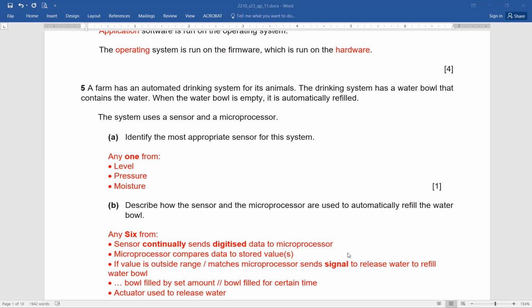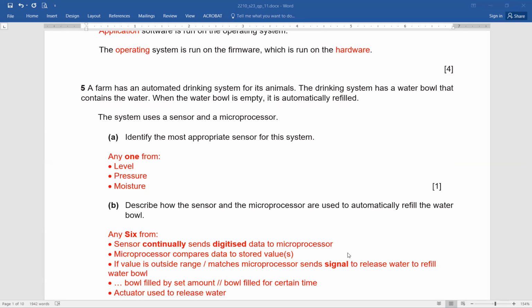water bowl. You can see if the value is outside the range, maybe it is matching. So the processor is going to send the signal to release water so that the water will fall into the bowl. Now the bowl will be filled by the set amount. Again, you can see that the water will not keep on falling into the bowl. It will be filled to a certain extent, to its level.